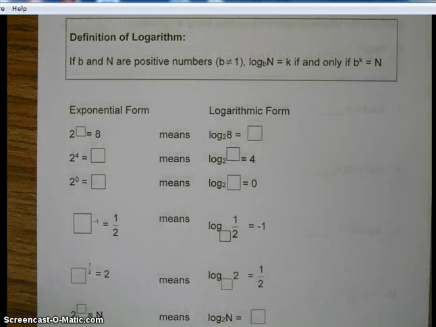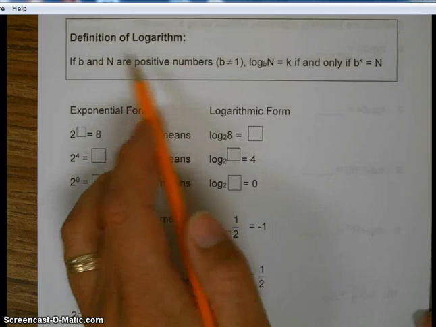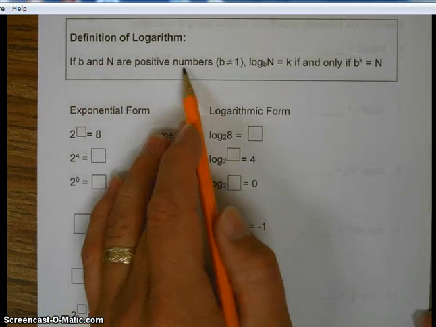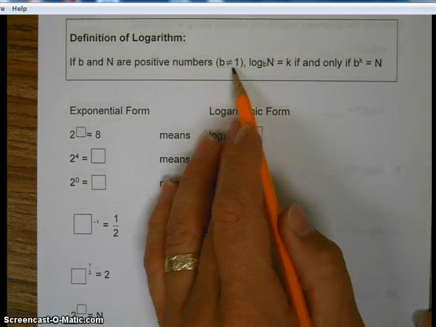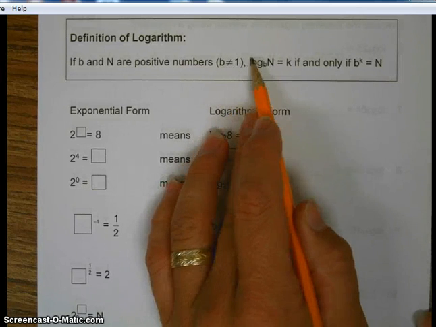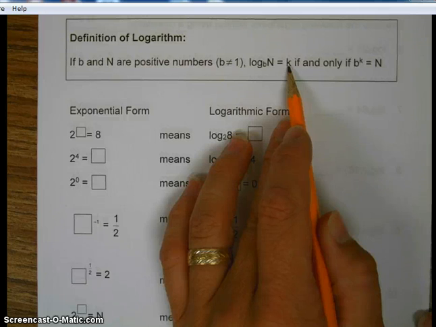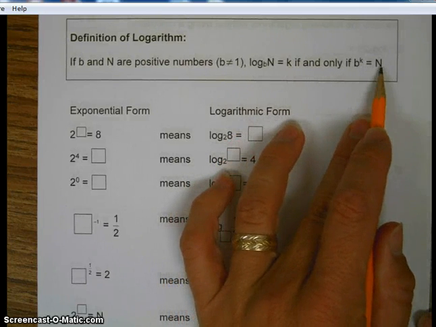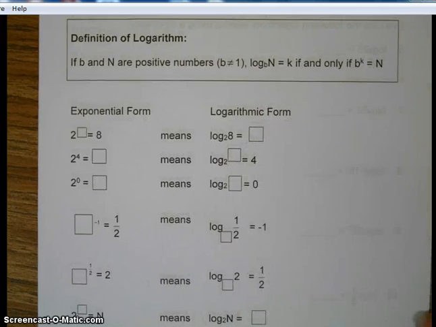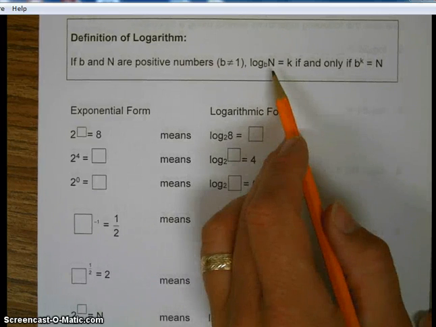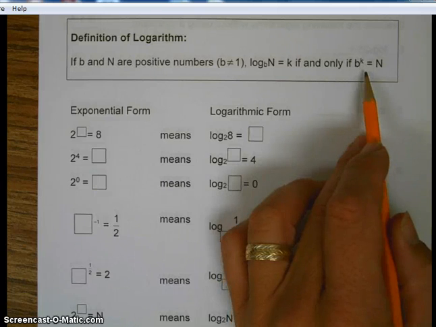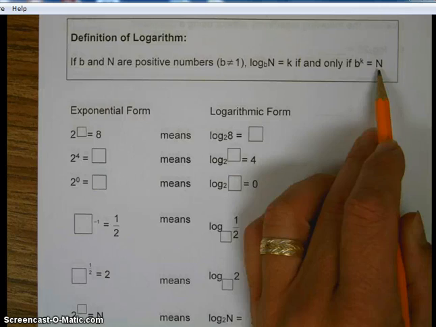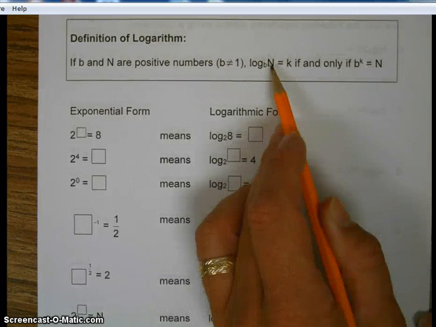Okay, let's take a look at the definition of logarithms. It says if b and n are positive numbers where b does not equal 1, then the log base b of n is equal to k, if and only if b to the k power is equal to n. So we're looking at converting from logarithmic form to exponential and back and forth. That's what if and only if means, going forwards and going backwards.